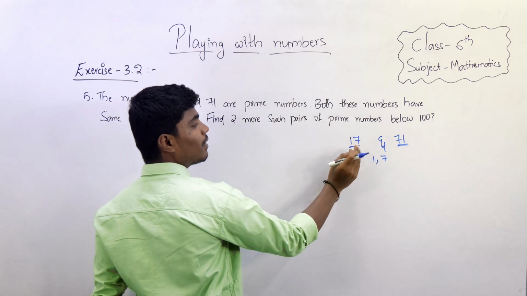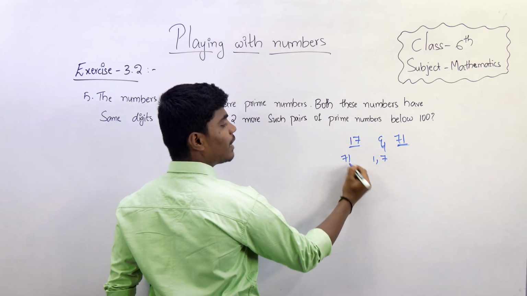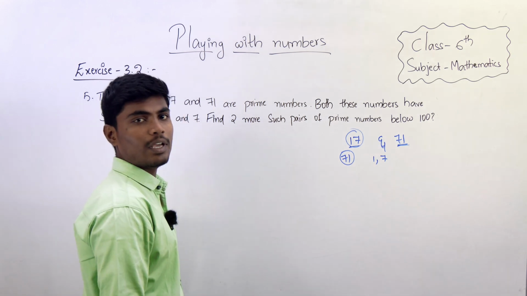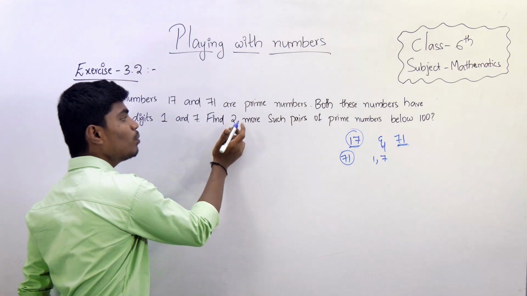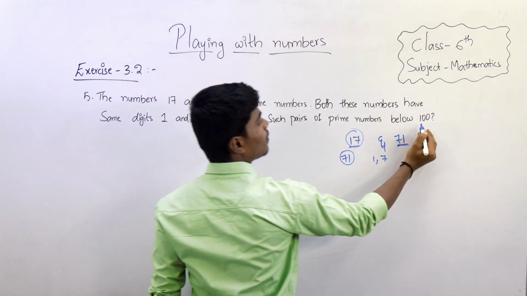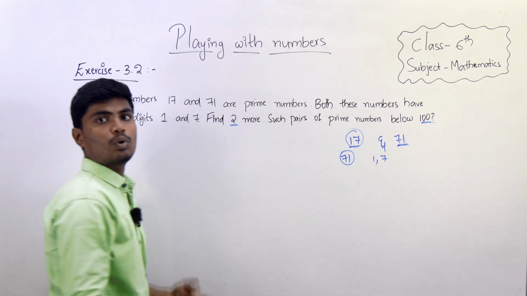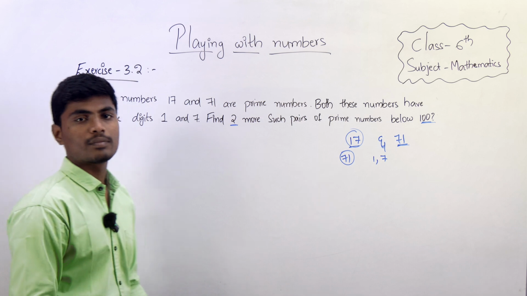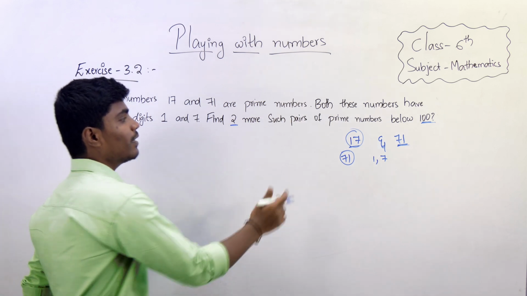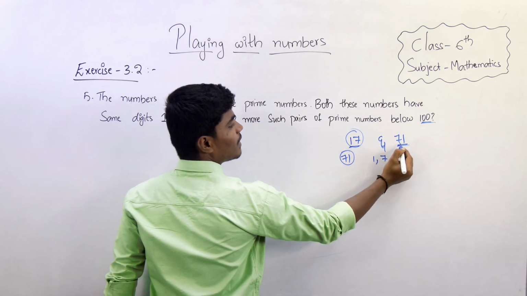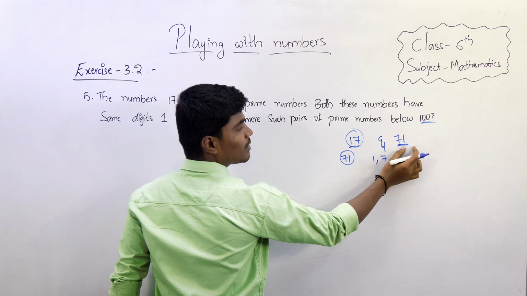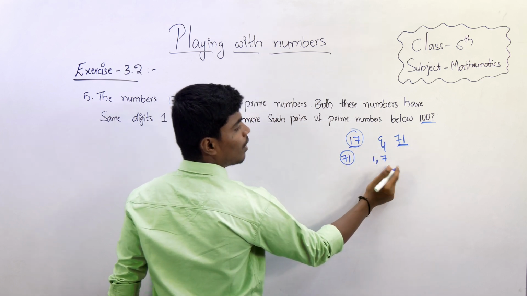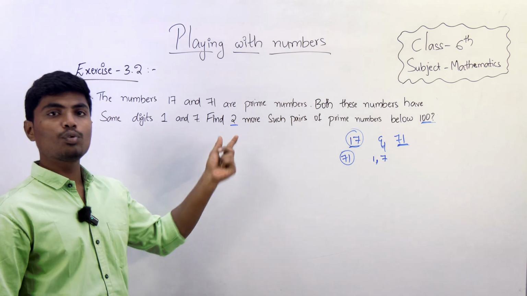See here, 17, on reversing it becomes 71. 71 is also a prime number. Okay, we have to find two more such pairs below 100. We have to write two prime numbers such that on reversing it, it should also be a prime number. Okay, have you understood? Here 17 and 71 both are prime numbers and both have the same digits 1 and 7. We have to find two more such pairs.